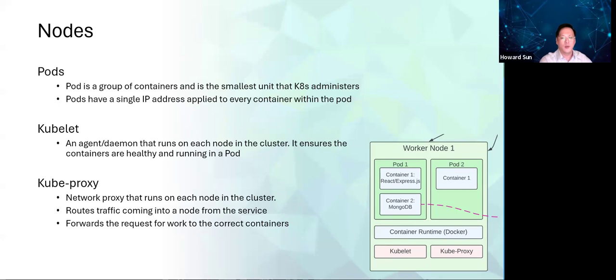So in essence, the pods, the kubelet, and the kube proxy form the backbone of Kubernetes and enable scalable, distributed, and resilient application deployment and management. And these are the major parts of the Kubernetes architecture. And we're moving on to Docker Swarm.